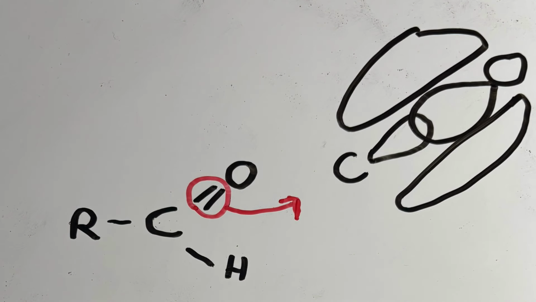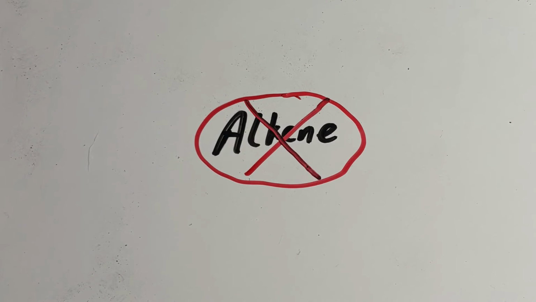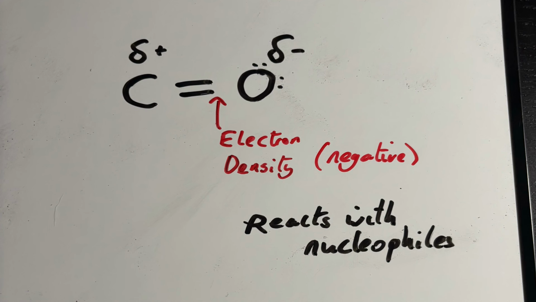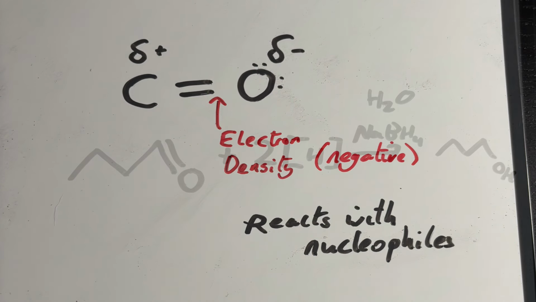And just a reminder that this double bond is the overlap of p orbitals and the sideways overlap of p orbitals, but it is not an alkene. And oxygen is more electronegative, so the electron density lies closer to the oxygen. And that electronegativity means that it reacts really well with nucleophiles.